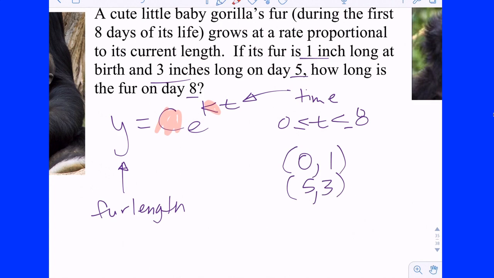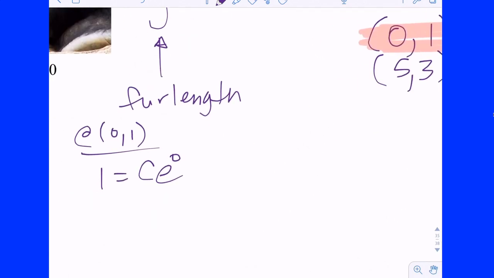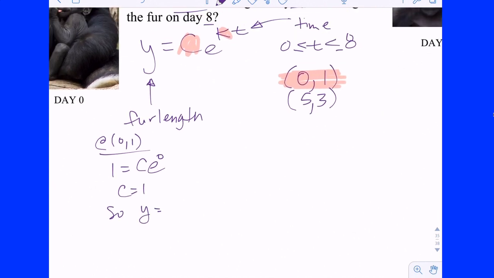Now, here's what's cool about the Ce^(kt) equation. Whenever you have an ordered pair (0, whatever), that y value is your C value right there. And if you're not sure, you could actually just plug it in. Plug in the point (0, 1). You get 1 equals C times e to the 0 times k, which is e to the 0, which is 1. You get C equals 1. So that means your equation now can be built up: instead of Ce^(kt), it's 1 times e^(kt).